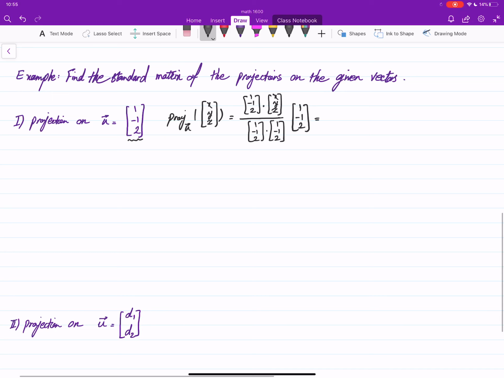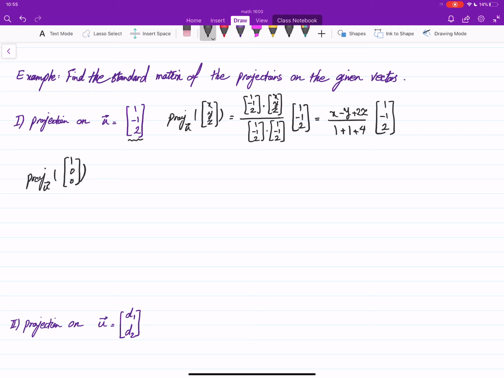This then gives us x minus y plus 2z over 1 plus negative 1 squared plus 2 squared, which is 6, times (1, negative 1, 2). Well, this is a formula. You can make it simpler even, but let me just leave it there. To find the standard matrix, we need to find the linear transformation acting on the standard basis (1, 0, 0), (0, 1, 0) and (0, 0, 1). So here if I plug in x is 1, y and z 0, then we will have 1 over 6 of (1, negative 1, 2). In other words, 1 over 6, negative 1 over 6 and 1 over 3.